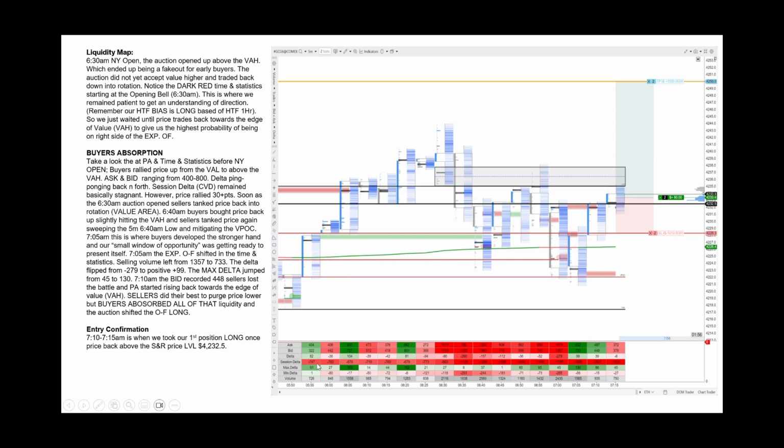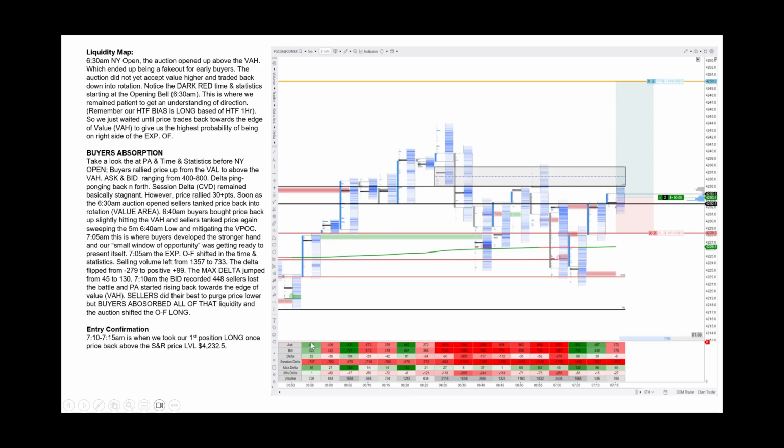And as you can see here, the session delta is pretty strong, negative wise: negative 747, negative 783, negative 679, negative 718, negative 760. But notice the session delta, which is also obviously the CVD, is staying pretty stagnant. But what is rising is price.